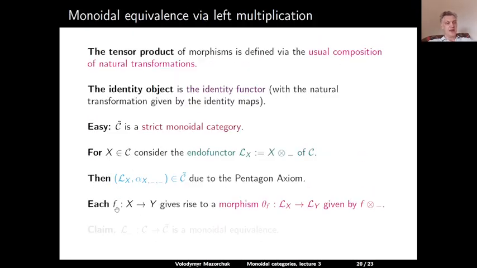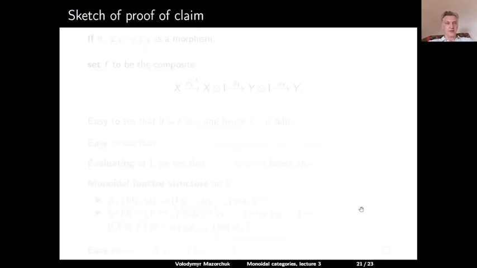For each morphism f from x to y, we have a morphism theta f from Lx to Ly, which is given by tensoring with f on the left. This defines a functor from C to C tilde, and the claim is that this functor is in fact a monoidal equivalence. So let's sketch the proof of this claim.